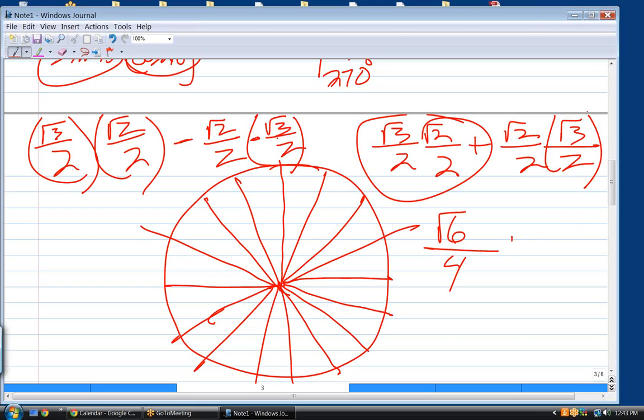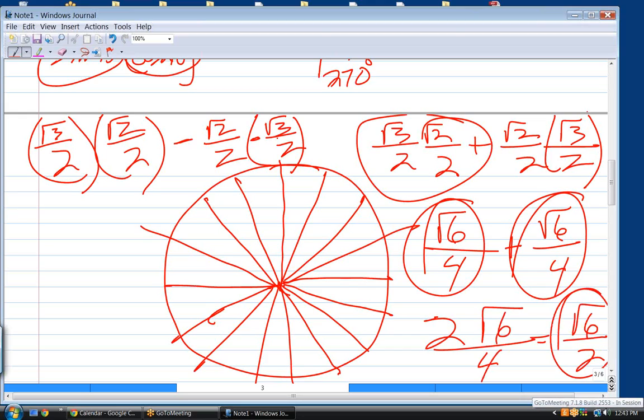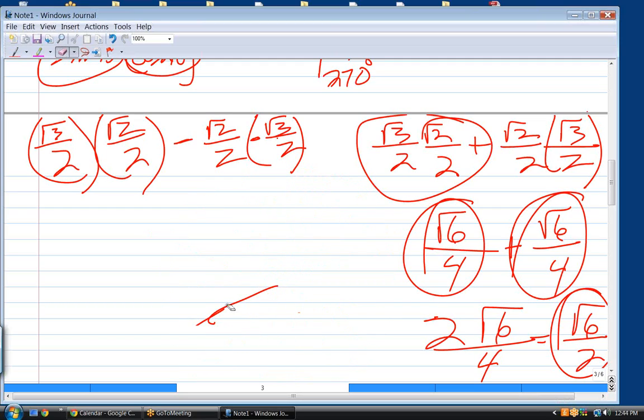Okay. Plus, that's the same thing, square root of 6 over 4. So if I have one of those and I add one of those, I got 2 of those. So 2 square root 6 over 4, which simplifies to square root of 6 over 2. And there's your answer. And they said leave it in radical form, meaning do not convert the square root of 6 to a number. Okay. That's what they mean by that.